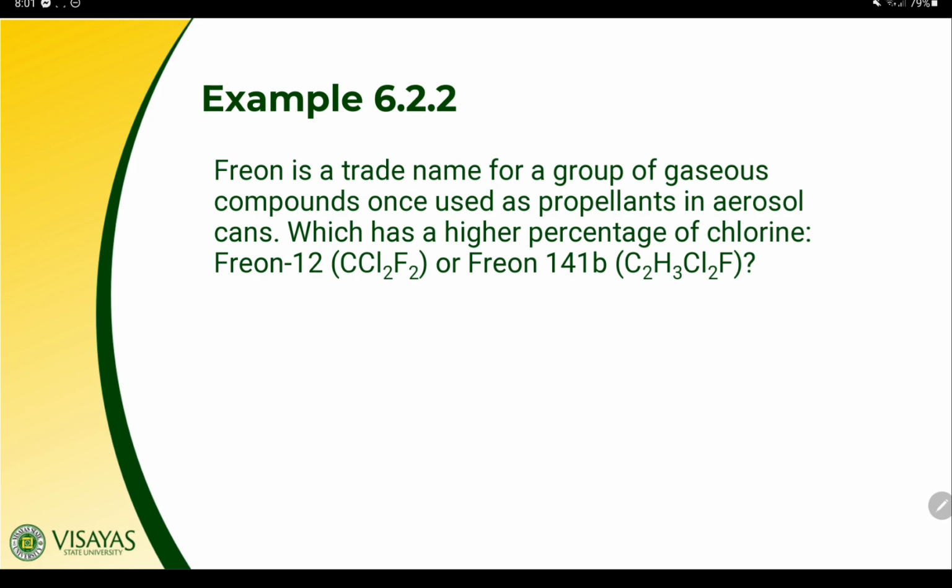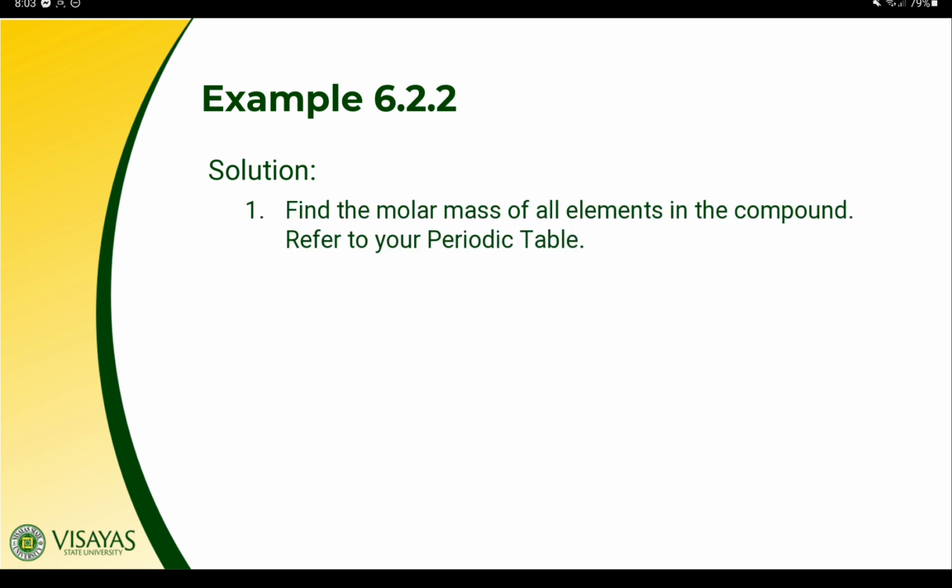So, to compute which has higher percentage of chlorine, first we compute the molar masses of each element in the two compounds, and then we get the molar masses of the compound before we compute the percentage of chlorine for each of the two compounds. So we start with finding the molar mass of all elements of that compound.